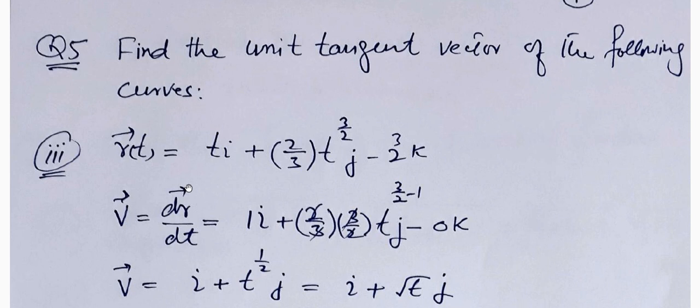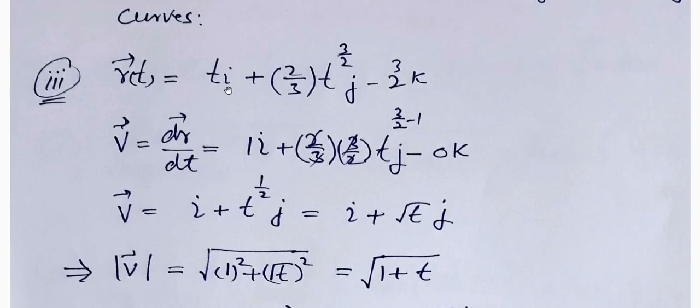Here we are solving the third part of question number 5. Your r(t) is given as t i plus 2 over 3 t power 3 by 2 j minus 2 power 3 k. Now the velocity is the first derivative of the position vector, so dr over dt. The derivative of t is 1. The derivative of t power 3 by 2 is 3 by 2, with 2 by 3 multiplied, and then t power 3 by 2 minus 1, by the n t power n minus 1 formula. And minus 2 power 3 is a number, so the derivative of a number will be 0.